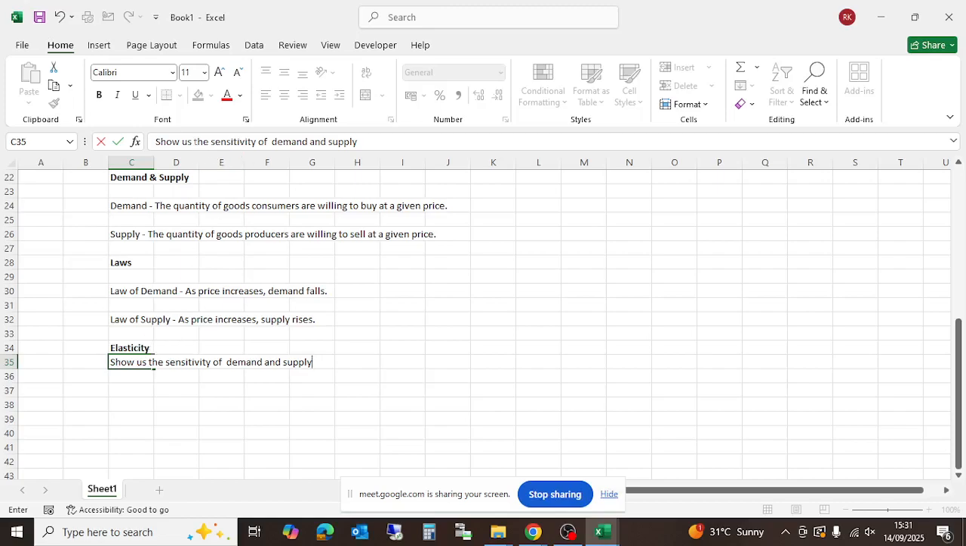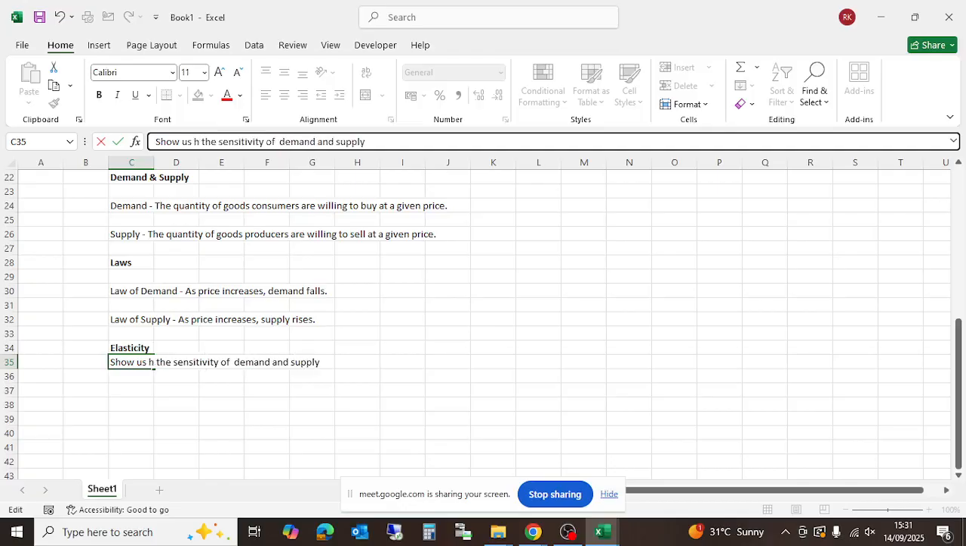Let me change the phrasing. It will show us how sensitive demand and supply is to changes in price, income, or other factors. I think my English was slightly off. Okay, so elasticity basically shows us how sensitive demand and supply is to changes in price, income, or other factors.